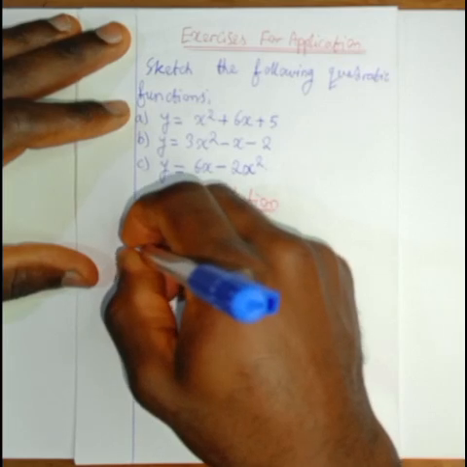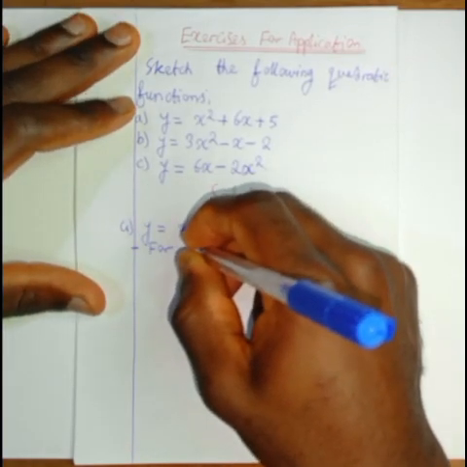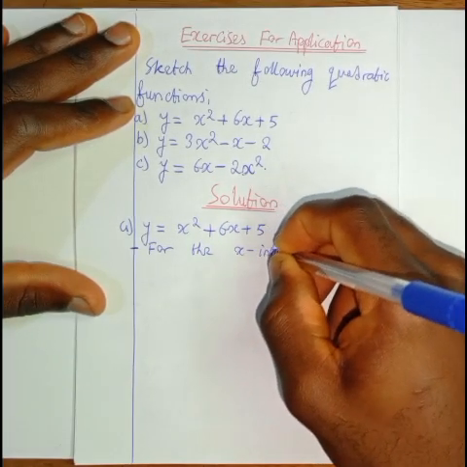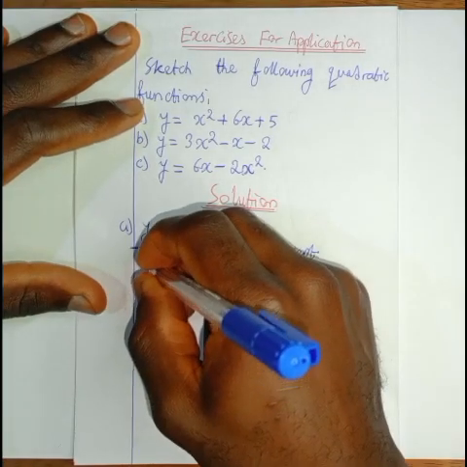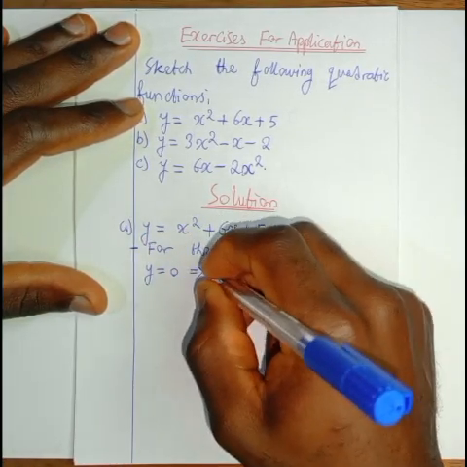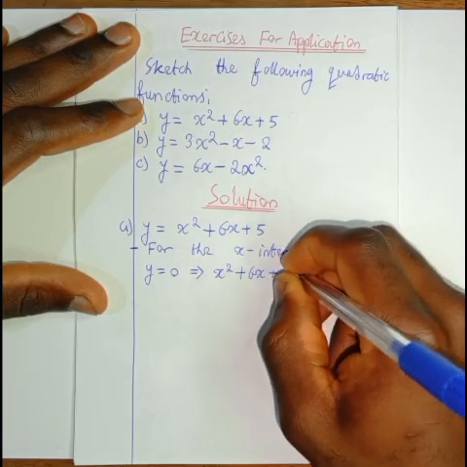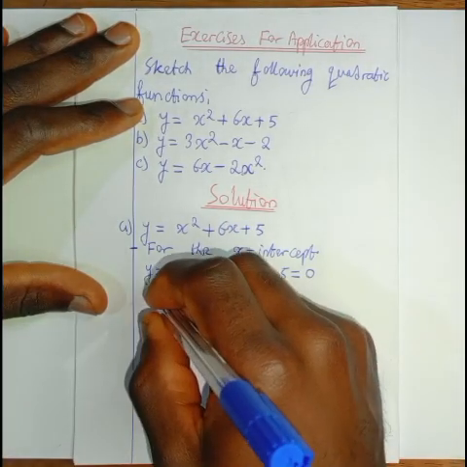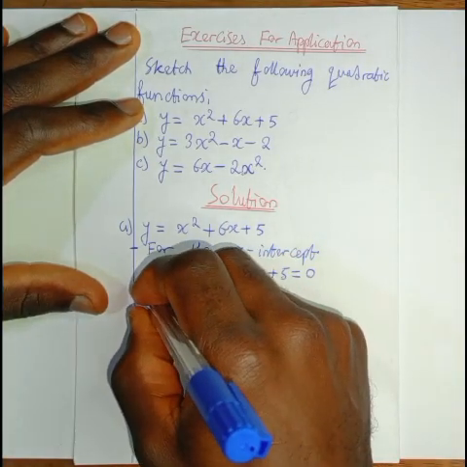First thing, we need to start by finding the x-intercept. For us to get the x-intercept, we are going to equate y to 0. Y is equal to 0, then x squared plus 6x plus 5 must be equal to 0. Now we need to solve this quadratic equation for x.